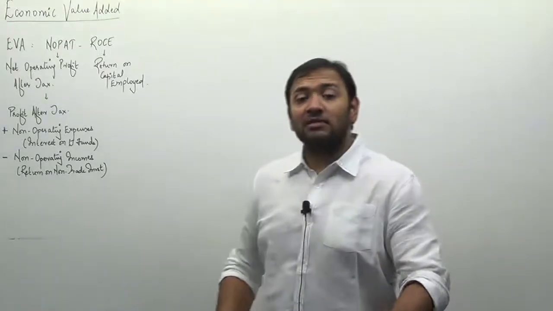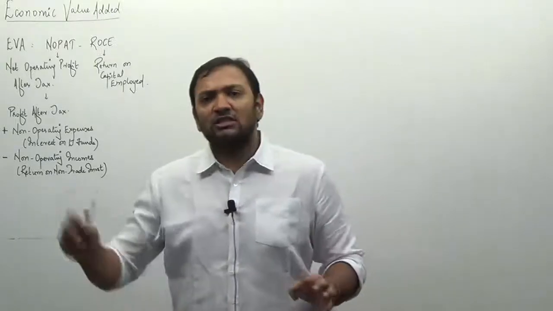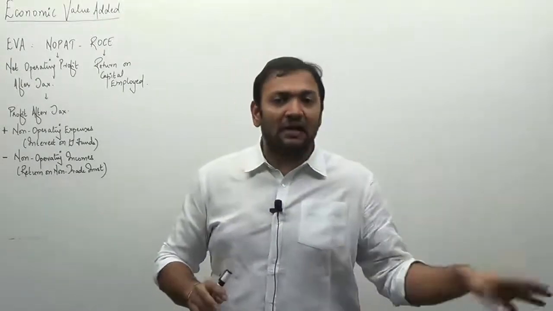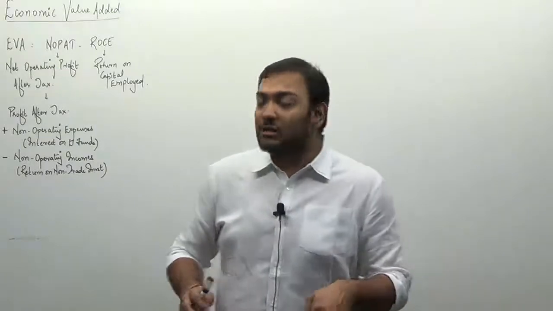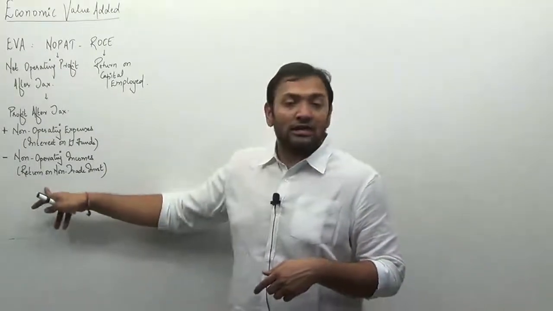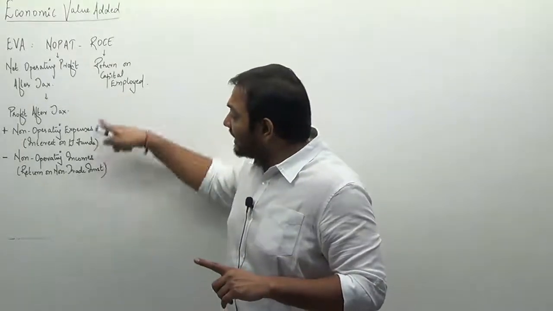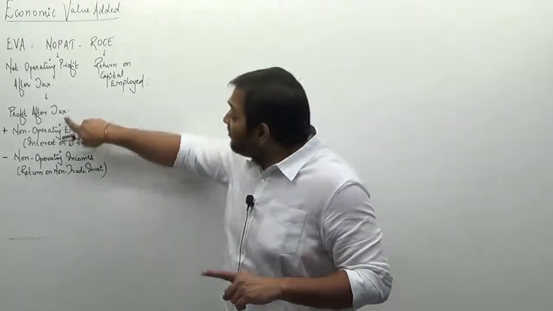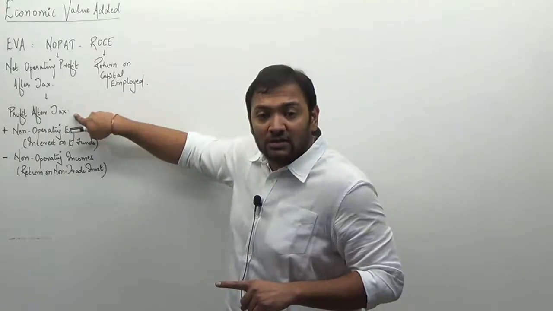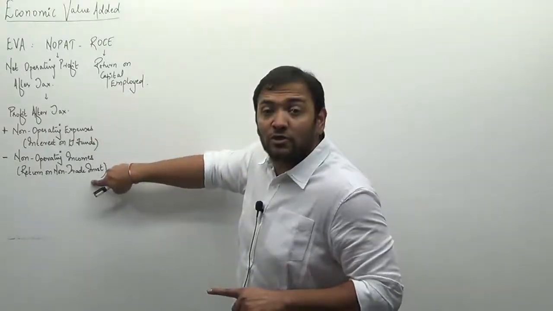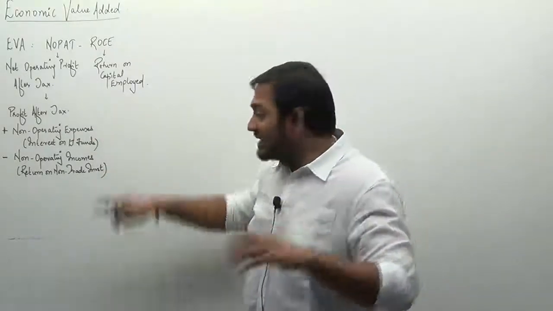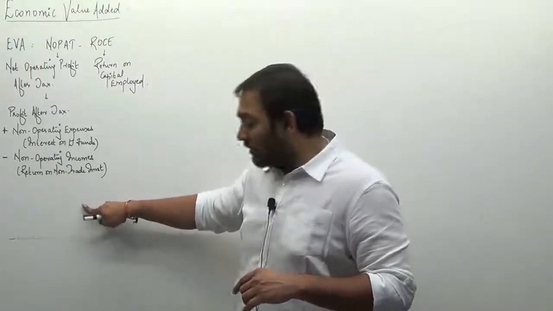But let's say I have some investments in fixed deposit. I was into manufacturing activity. I just had a fixed deposit and such fixed deposit is yielding a return. I'll call that as non-operating incomes. Remember, whenever we are adjusting non-operating incomes and non-operating expenses, we are adjusting it to profit after tax. So these items are also supposed to be after tax. These items are compulsory to be after tax.